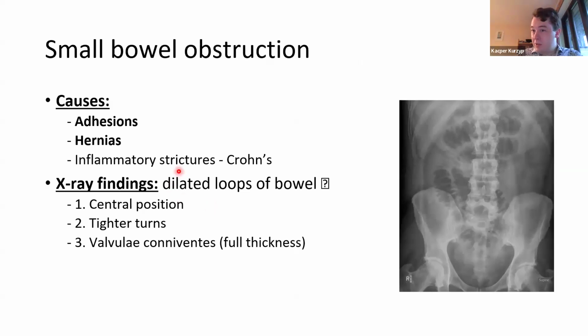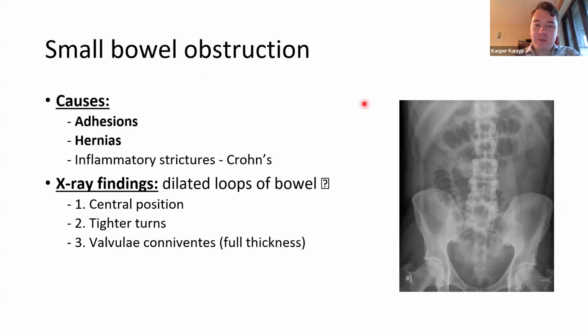Now, in terms of abdo X-rays, you are not going to be diagnosing much in abdo X-rays, but they are still relevant in bowel obstruction, and they are quite a good way to visualize bowel obstructions. Now, the small bowel obstruction is typically caused by adhesions or hernias, potentially inflammatory strictures in patients with Crohn's disease.